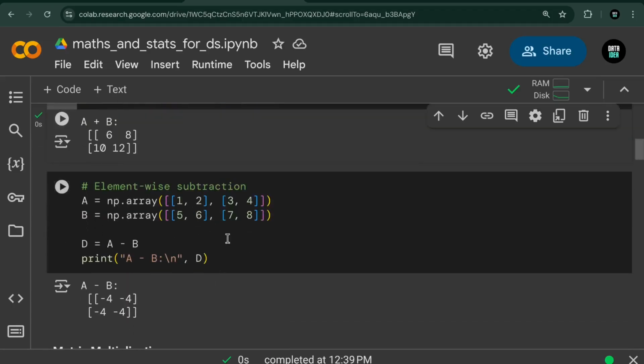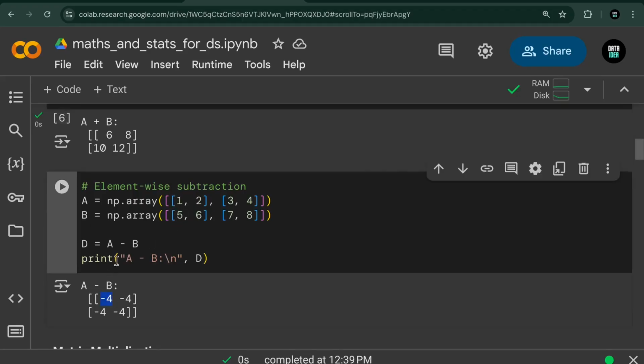Again, element-wise subtraction will also do the same thing. As you can see, we get 1 minus 5, which gives us minus 4. And the way we subtract is we just use this minus sign.